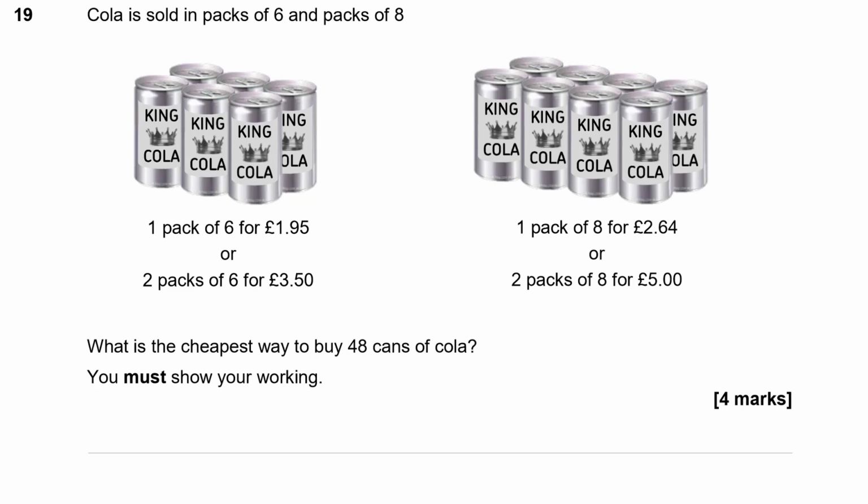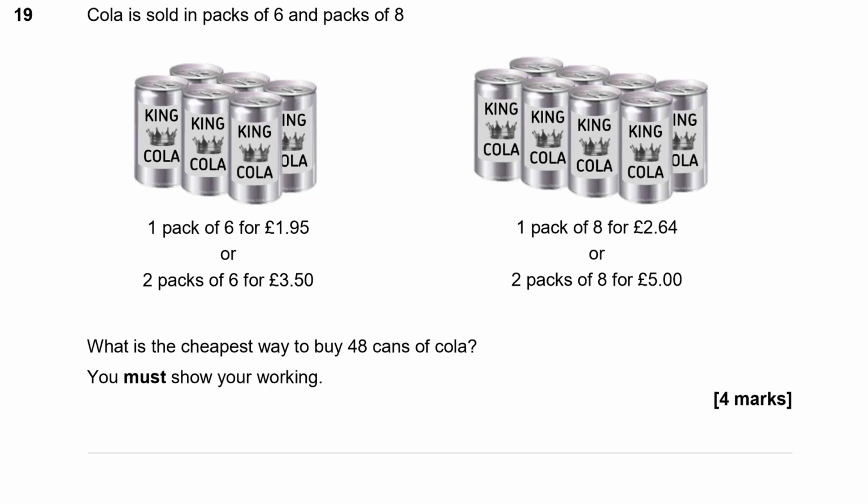Question 19. Cola is sold in packs of 6 and packs of 8. And we can see various prices here. So 1 pack of 6 costs £1.95, or we can buy 2 packs of 6 for £3.50, or we can buy 1 pack of 8 for £2.64 and 2 packs of 8 for £5. What we need to do is work out the cheapest way of buying 48 cans of cola, and you must show your working.